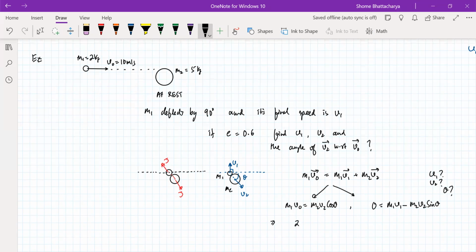So 20 is equal to 5V2 cos theta, and 2V1 is equal to 5V2 sin theta. That's our second equation. Okay. Now let us understand the concept of approach and separation velocity in this.